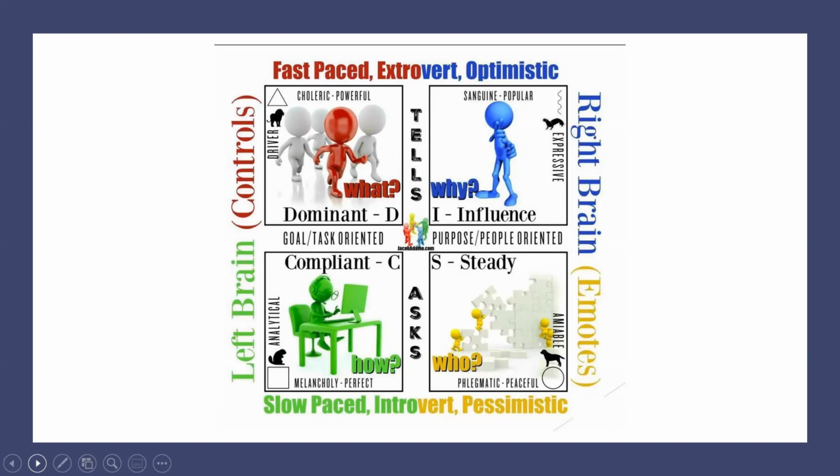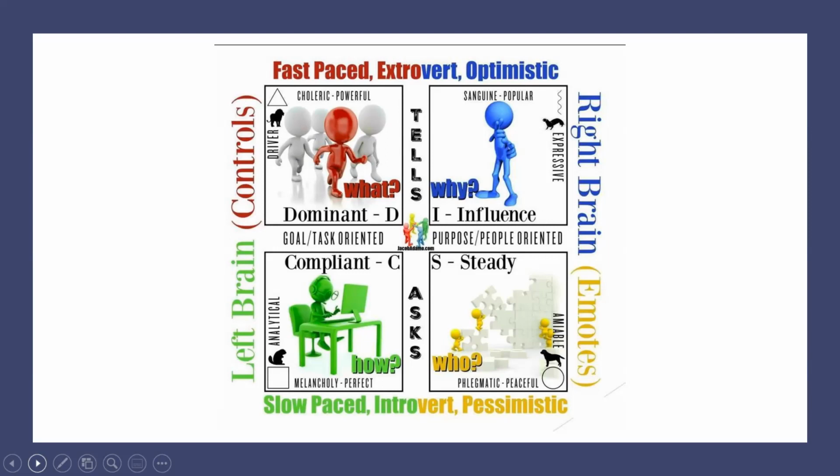Moving down to our S, or our steady. Their question is going to be who? Who can I help? Who's going to be there? They're a peaceful phlegmatic. We got their dog. They're so loyal, amiable. They're a circle. They're right brain. They emote. Again, they're purpose and people oriented. As we go to the bottom, we see they're slow paced, introvert, and pessimistic. And our S and C are going to ask more than they tell.